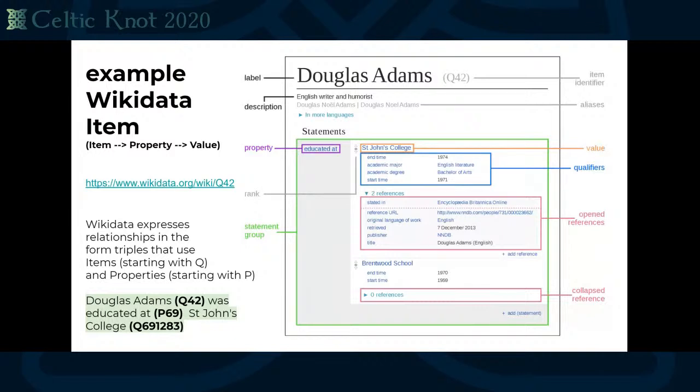The second statement, Douglas Adams, Q42, was educated at P69, Brentwood School, which also is some other QID, only has the qualifiers start time and end time, and has no references. So a single statement consists of a property made up of a value, with or without a reference and with or without qualifiers.